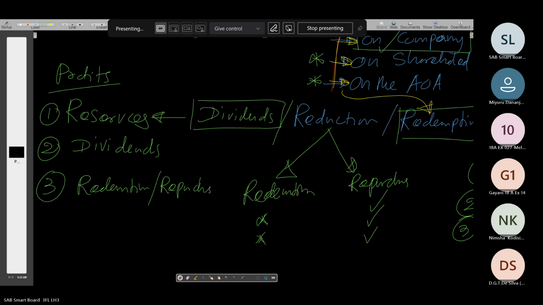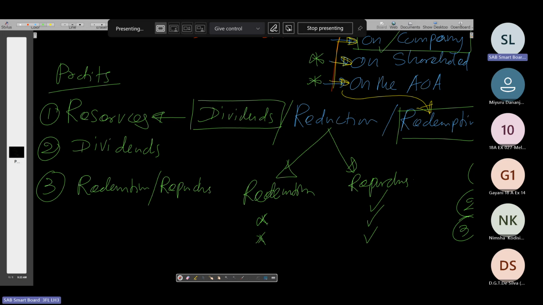The company can utilize its profits on three options: make reserves, pay dividends, and redemption or repurchase. For redemption, the company has to use the profits earned, or repurchase the shares. The company has to pay money in order to buy those shares. So on these options, the company can utilize the profit.